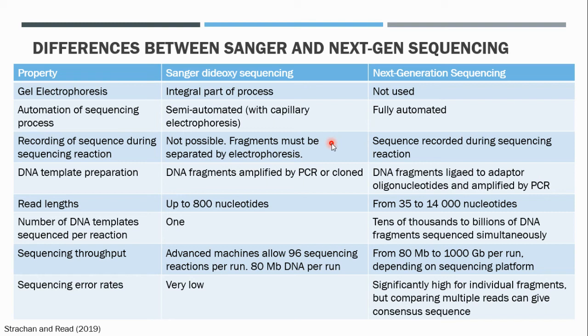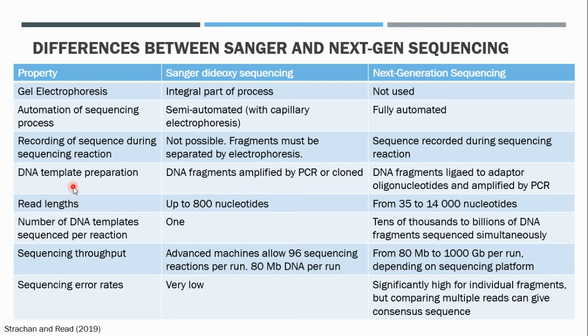During Sanger sequencing, the sequence data cannot be recorded as the reaction proceeds. The fragments can only be separated at the end of the reaction, and these fragments are separated by gel electrophoresis, and then the sequence can be determined. However, in next generation sequencing, sequence data is recorded throughout the sequencing reaction.